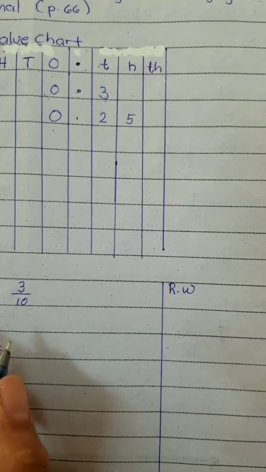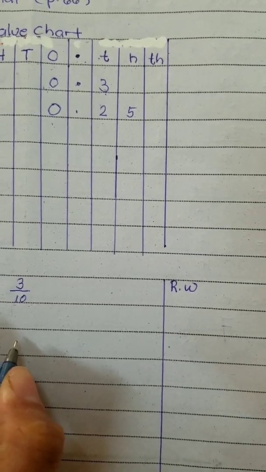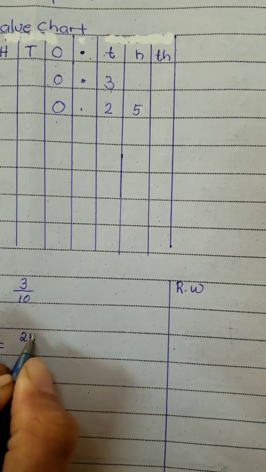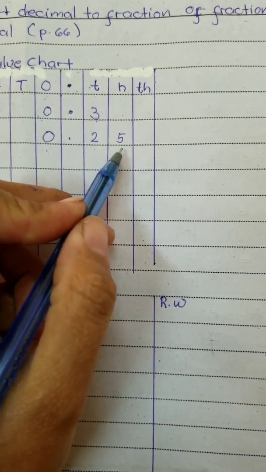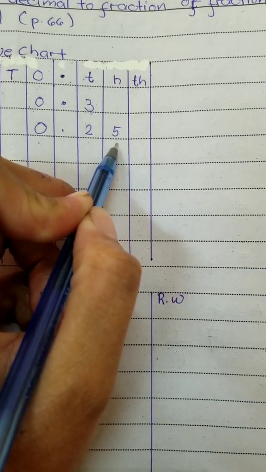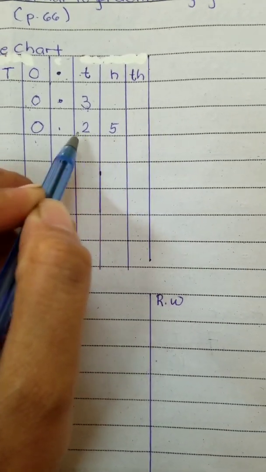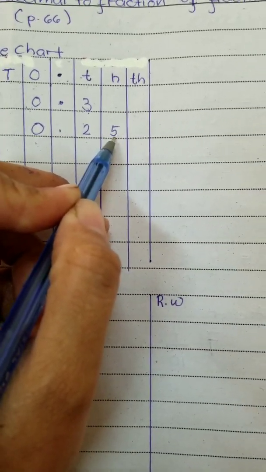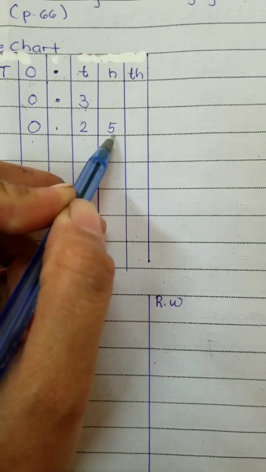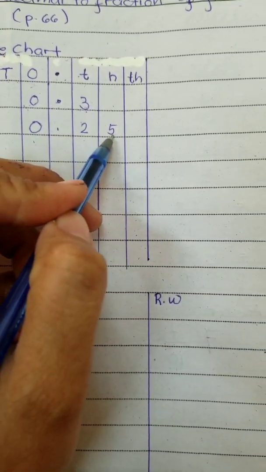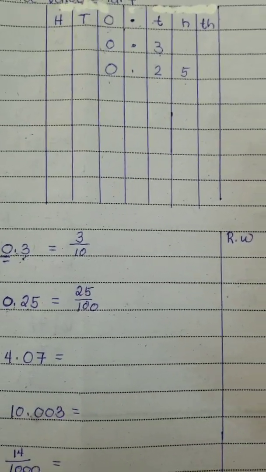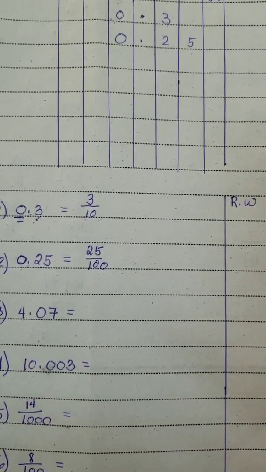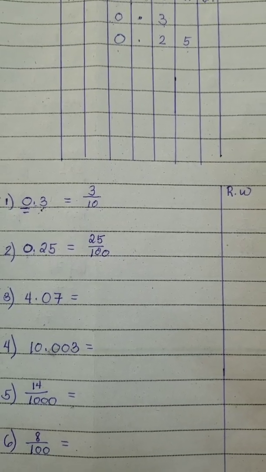What will I write in the numerator? The number that I'm going to write in the numerator is the 25, which is the decimal part. And in the denominator, that is the place value of the last digit of this number. The last digit here is the 5. Therefore, this 5 belongs to the hundredths, so the denominator will become 100. Therefore, 0.25 is equal to 25 over 100.